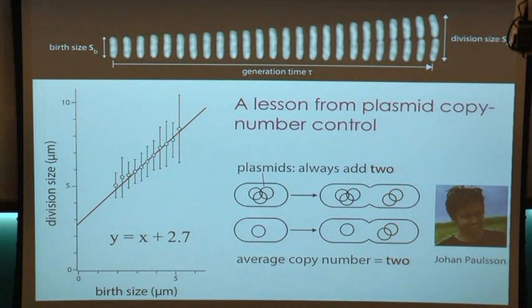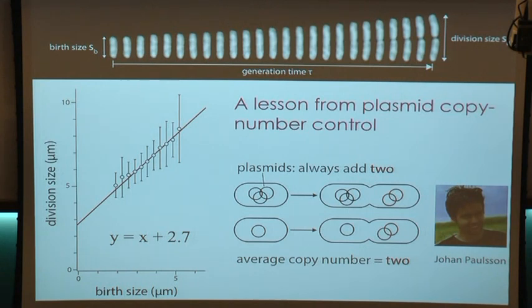The interpretation is as follows. This is a division size. This is a newborn size. And you add some constant, just like the model proposed for plasmid copy number control. What this tells us is E. coli doesn't care how big it was when it was born, nor does it care how big it is when it divides. It only cares about adding some constant size between birth and division.